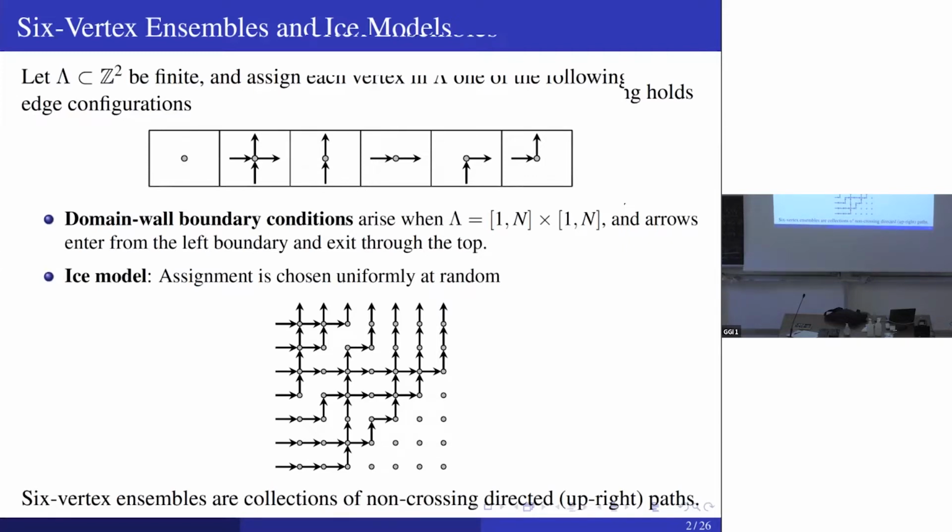Okay, so now you can view 6-vertex ensembles as collections of non-crossing directed up-right paths. I'll take my paths so that they can touch, but they can't cross each other. So for example, the bottommost path looks like this. The next path looks like this, etc. So you keep on going like that.